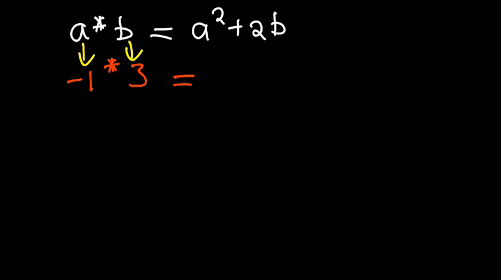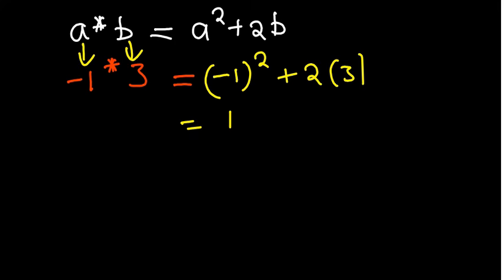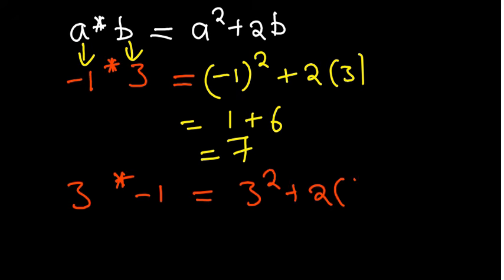So where there is a, we'll put -1. So -1 squared plus, where there is b, we are putting a 3, so 2 times 3. What is our result? We have 1 plus 6, giving us 7. Then the other part is to find 3 star -1, which is equal to 3 squared plus 2, and then our b is -1. So plug in -1. Then 3 squared is 9, and 2 times -1 is -2, giving us the answer of 7.